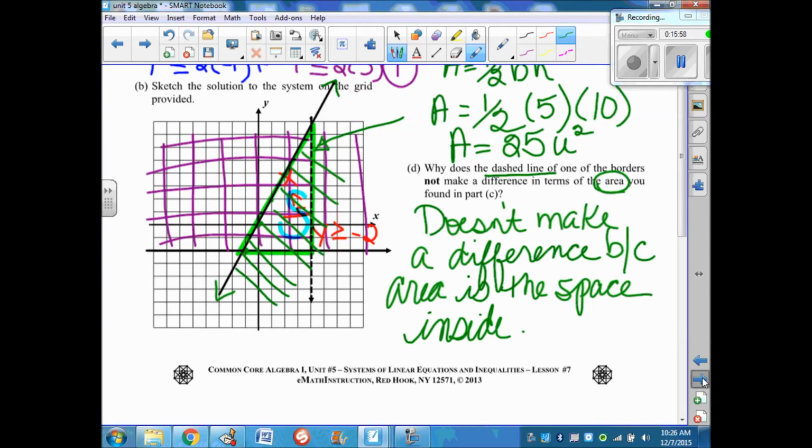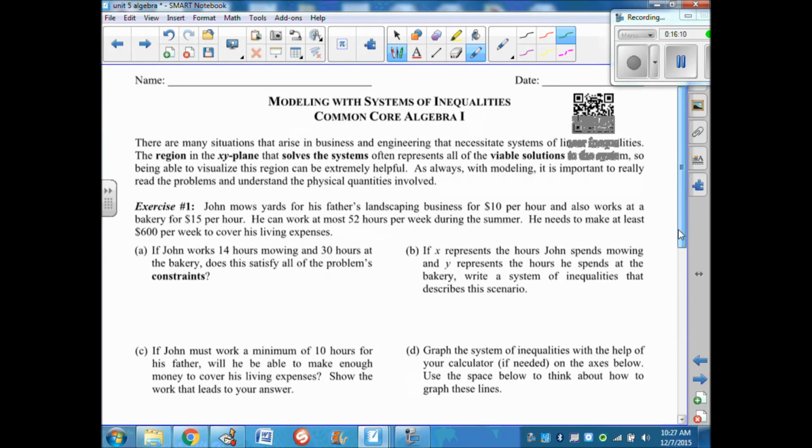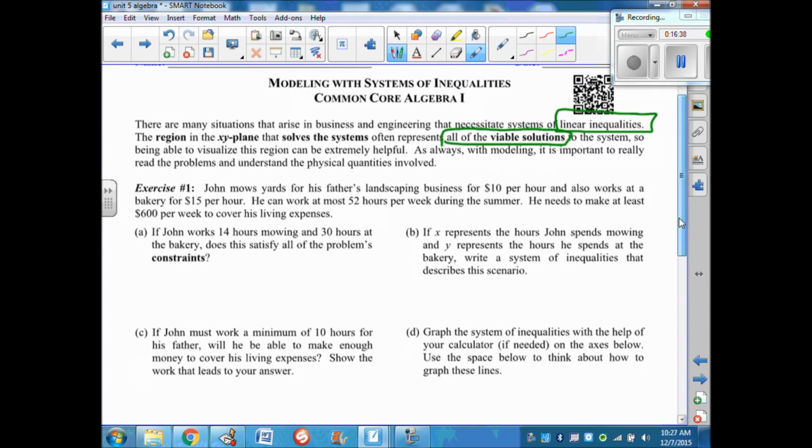Alright, go ahead and flip it. Let's go to that next lesson and let's take a look at that first question. There are many situations that arise in business or engineering that necessitate systems of linear inequalities. So this is the stuff that we did in the first lesson, just exercise for your brain. This is the application of it, stuff that really makes sense. The region in the XY plane that solves the system often represents all the viable solutions, all of the possible solutions to the system. And giving ourselves a visual is going to be helpful. So let's look at this model.